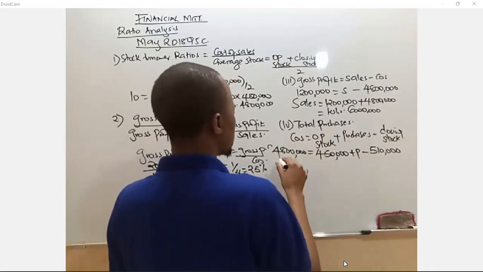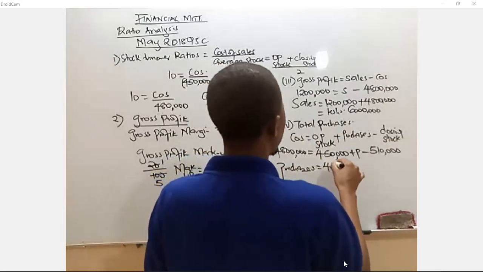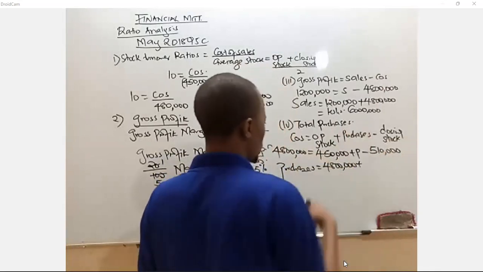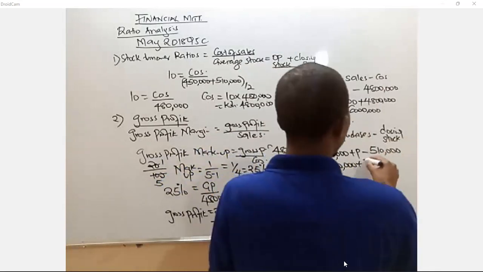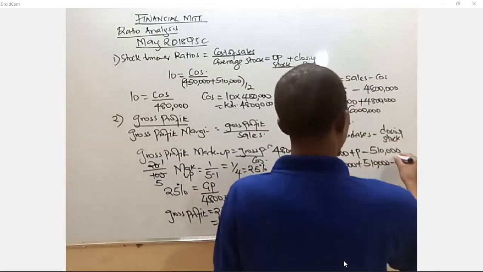Now, to get your purchases, take the like terms together, and I will take 4.8 million plus, remember this is negative, when it goes to the other side it becomes positive, 510,000 minus the 450,000.